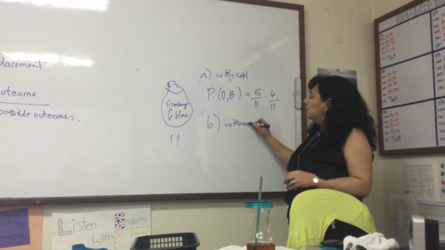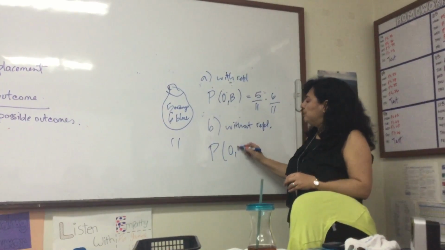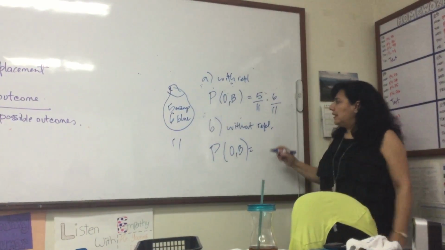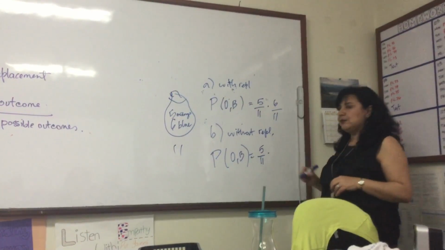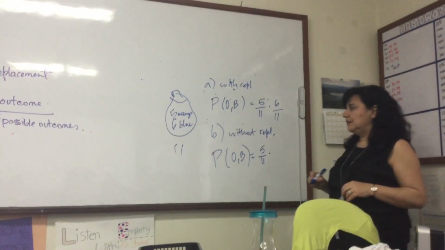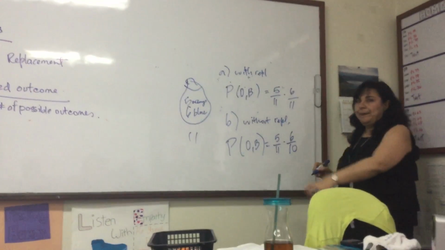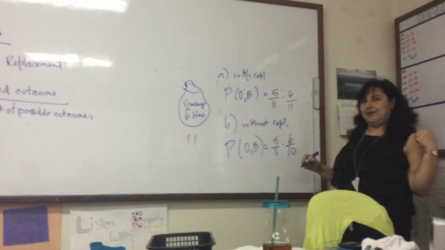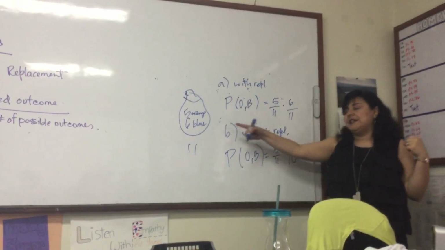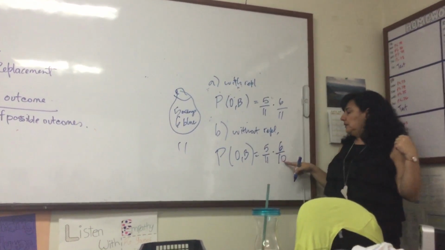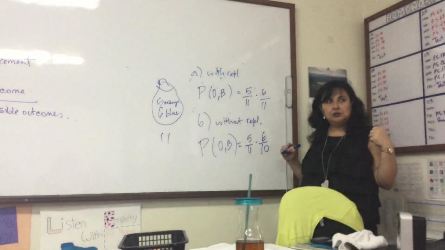Without replacement, what is the probability you'll get orange and blue in that order? 5 over 11 first, times 6 over 10. Why? Because you have to get blue the second time. The total amount of marbles is now 10, because the first one I took out was orange, and that's the one I didn't replace, but I still have 6 blue left. Is that clear?